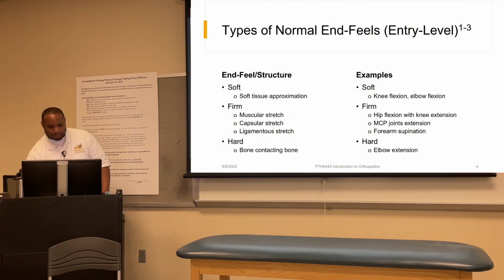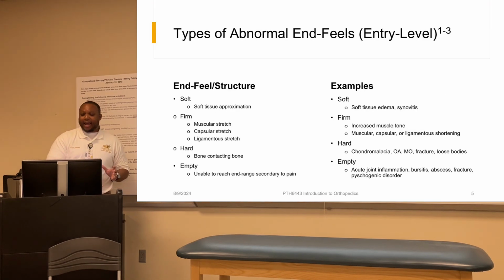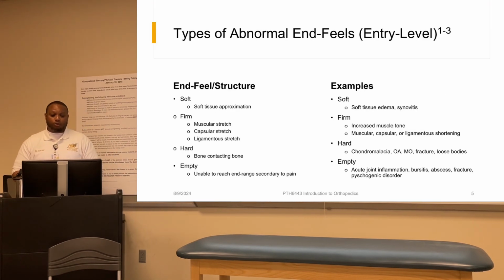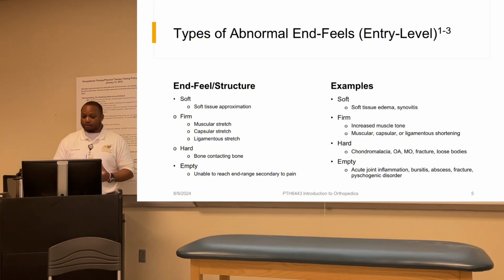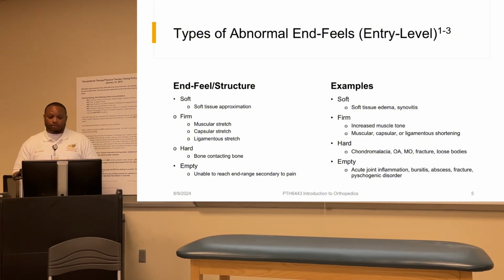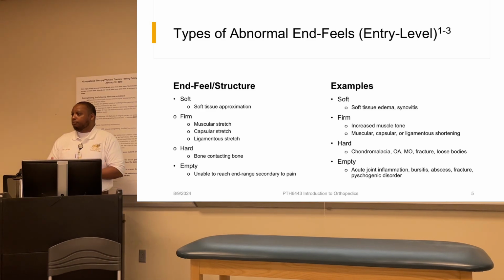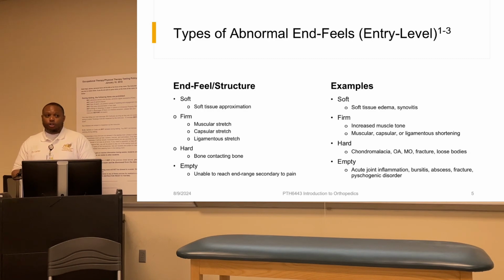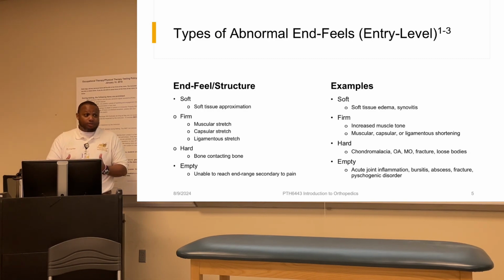But it's important. Now, to know the abnormal, you have to know the normal. So now we have our types of abnormal end-feels. We have a soft tissue approximation at a joint where soft tissue approximation should not be occurring. An example of when we can have a soft tissue approximation is when we have soft tissue edema. You have significant swelling somewhere, in an area that's going to create a soft end-feel where a soft end-feel should not occur.